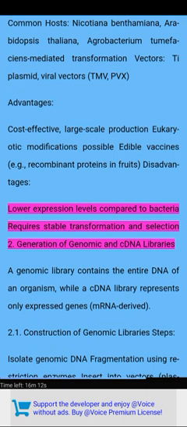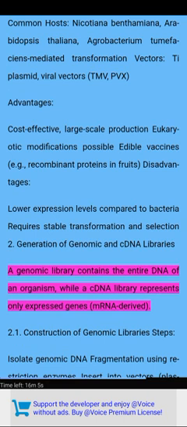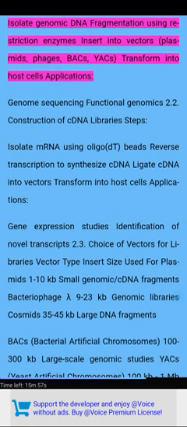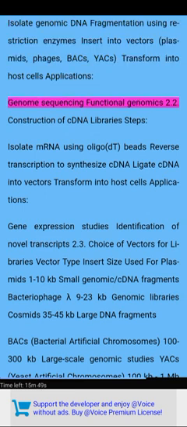2. Generation of genomic and cDNA libraries. A genomic library contains the entire DNA of an organism, while a cDNA library represents only expressed genes, mRNA-derived. 2.1. Construction of genomic library. Steps: isolate genomic DNA, fragment using restriction enzymes, insert into vectors (plasmids, phages, BACs, YACs), transform into host cells. Applications: genome sequencing, functional genomics.